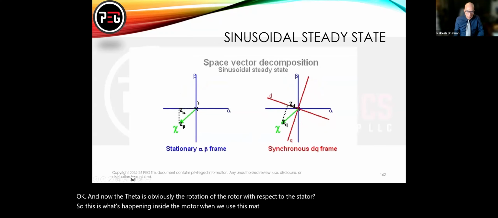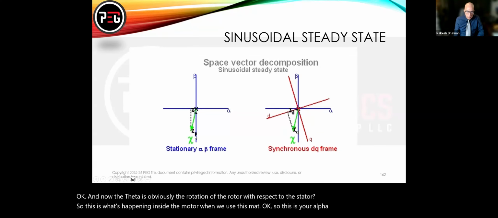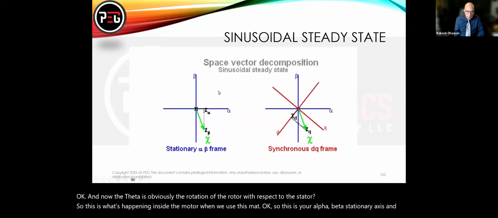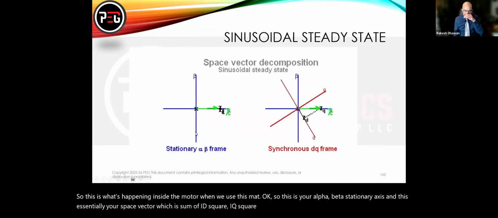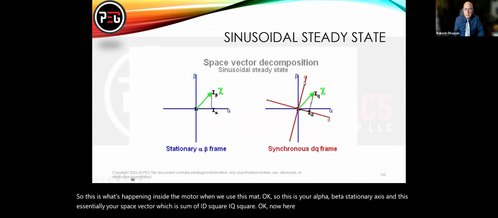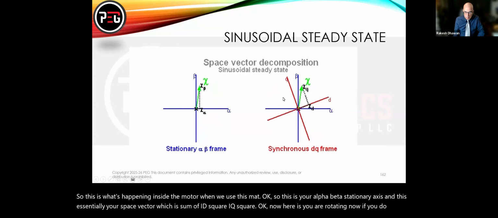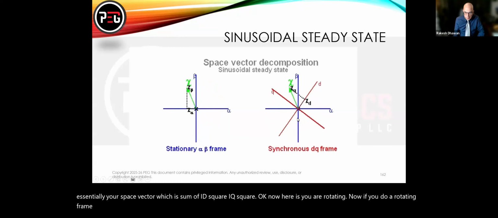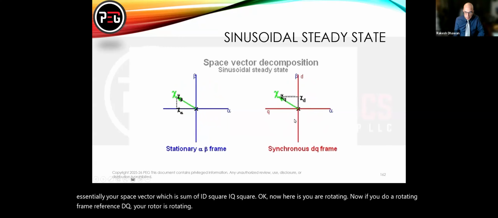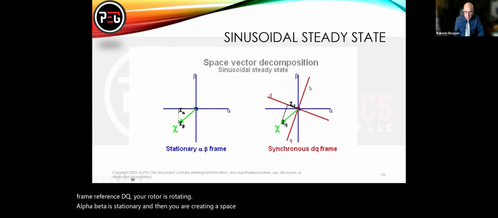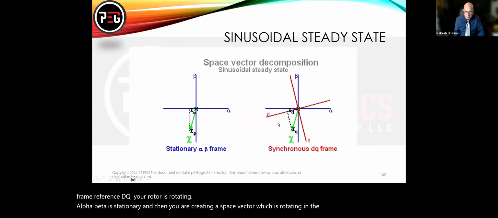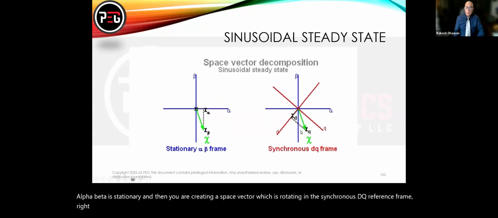Okay, so this is your alpha beta stationary axis, and this is essentially your space vector, which is the square root of the sum of ID squared and IQ squared. Okay, now here is your rotating frame. If you do a rotating reference frame DQ, your rotor is rotating, alpha beta is stationary, and then you are creating a space vector which is rotating in the synchronous DQ reference frame, right? So that's what's happening inside the motor.